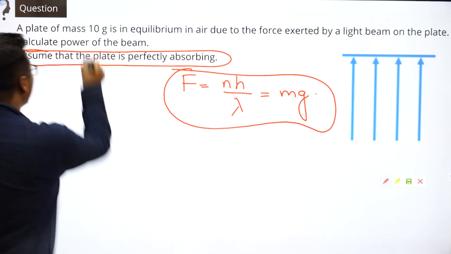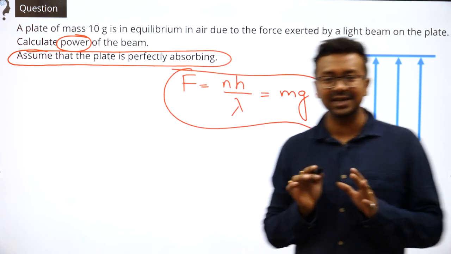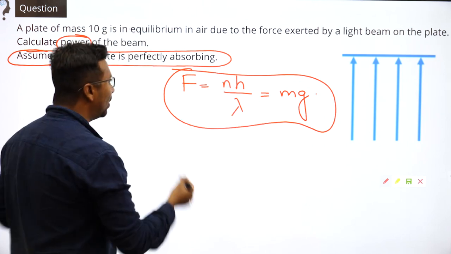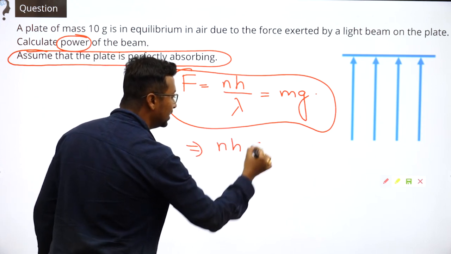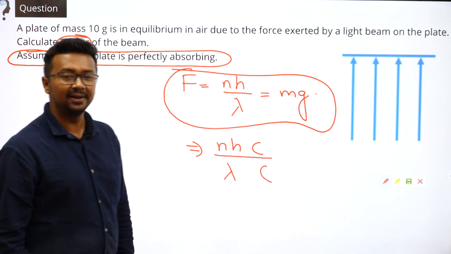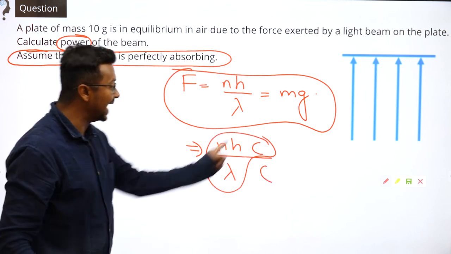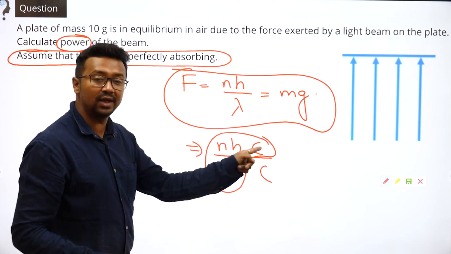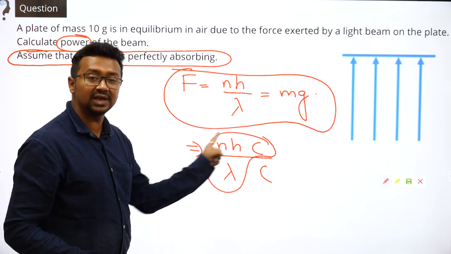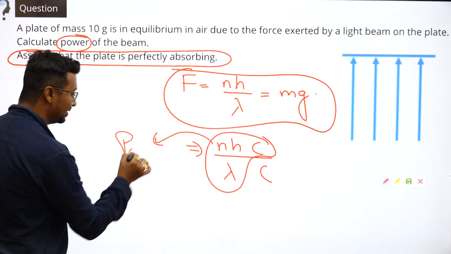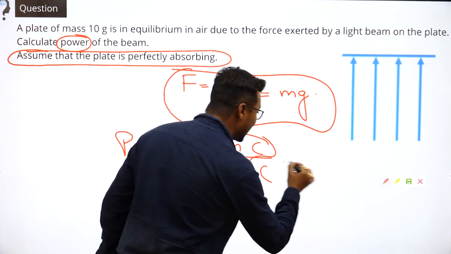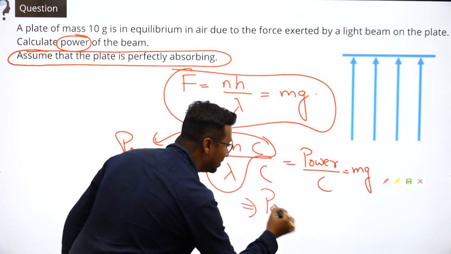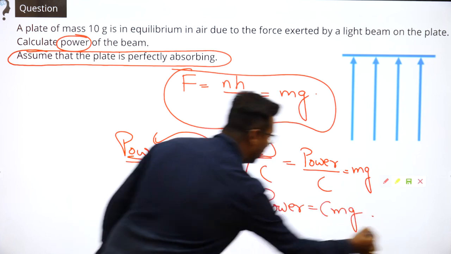But pucha kya gaya hai? Pucha gaya hai ke what is the power of the beam? The question that has been asked to us is what is the power of the beam? So we need to work around this particular thing a little more. What are we going to do? We are going to multiply the numerator and the denominator with c. Clear? So what do you see here? Just observe this part, N h c by lambda. c by lambda is nothing but the frequency. So h into frequency will be the energy of one photon. N number of photons are coming and striking it. So this expression is nothing but the power. Hai na dosto? This expression is nothing but the power. So I can say power divided by c is equal to mg, which implies my power will be equal to c m g. All right, dear students.